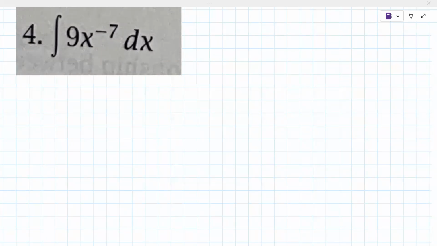9 over 8, or no, negative 6. Isn't it negative 6? We're adding one. Yeah, sorry. And then x to the negative 6th plus c.